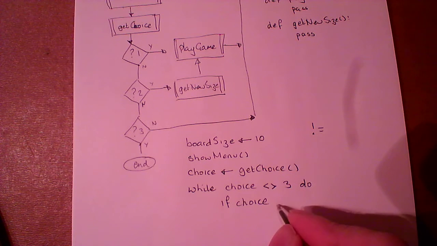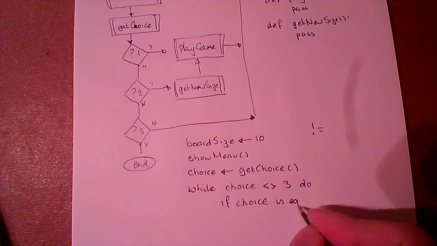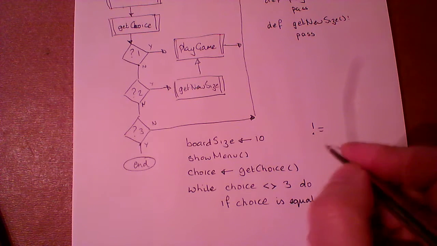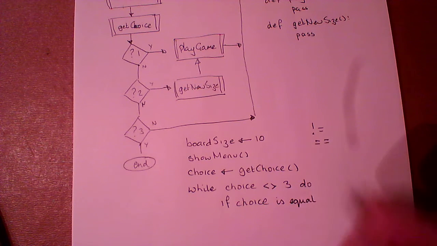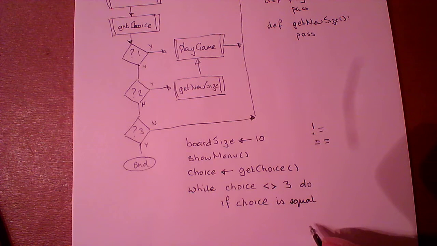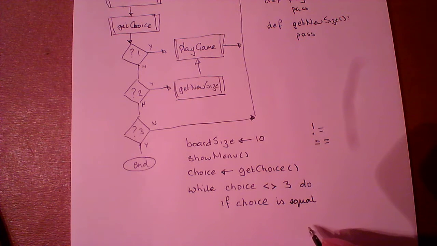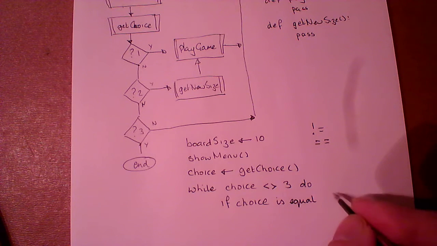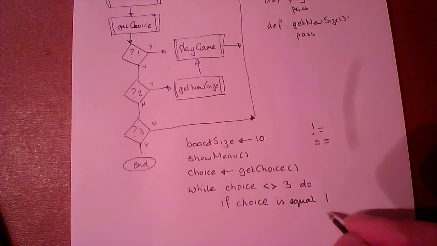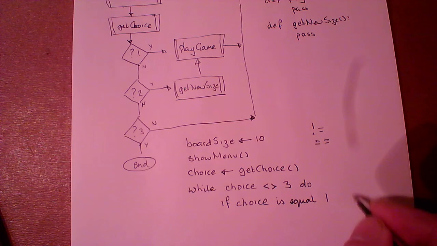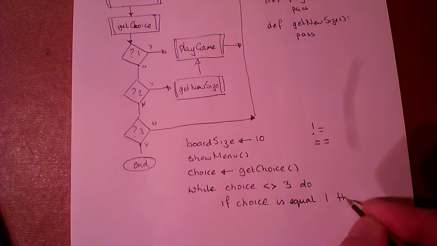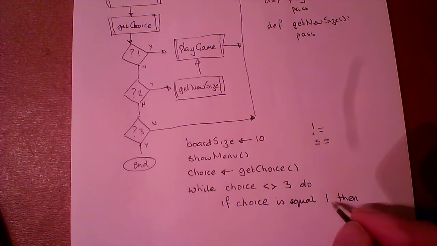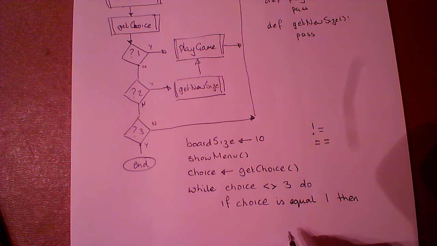If choice is equal, now I have not used the double equal sign at the moment. I'll do that when I'm writing in Python. I'm just writing some pseudocode here. If choice is equal to 1, you could write the word then on the end. That would be okay. That is used in a lot of languages. Visual Basic uses then. So I'm going to put that there.